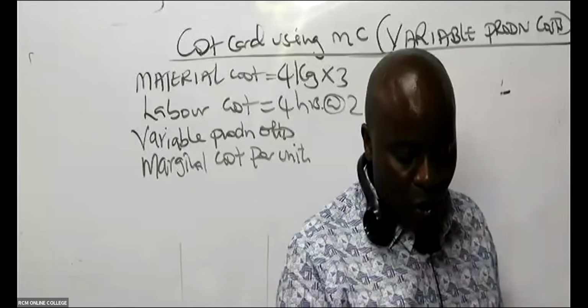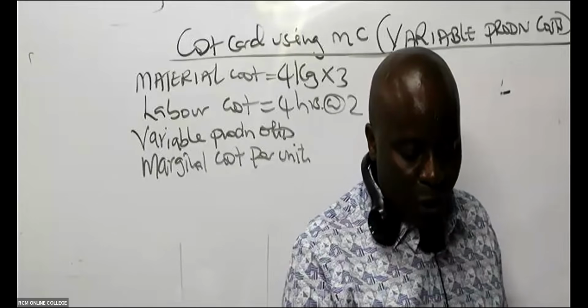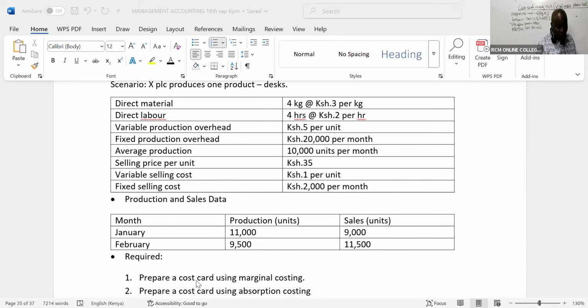So part 2 of this question, my good students, what do they want me to do? They want me now to prepare a cost card using absorption costing. Under absorption costing, you absorb everything, production. So what do we do with absorption costing? I shall copy everything that I have here, apart from this.